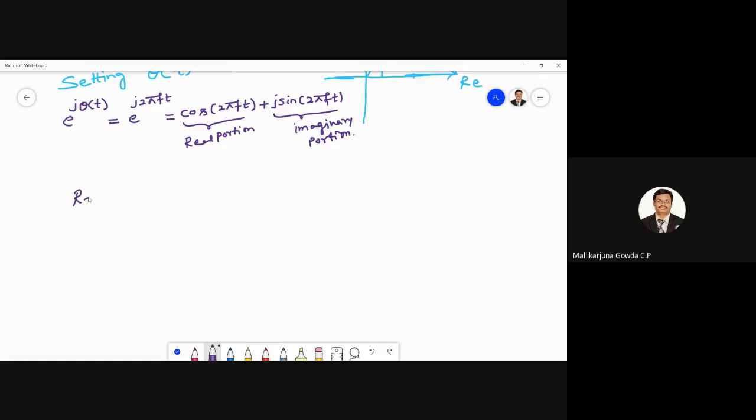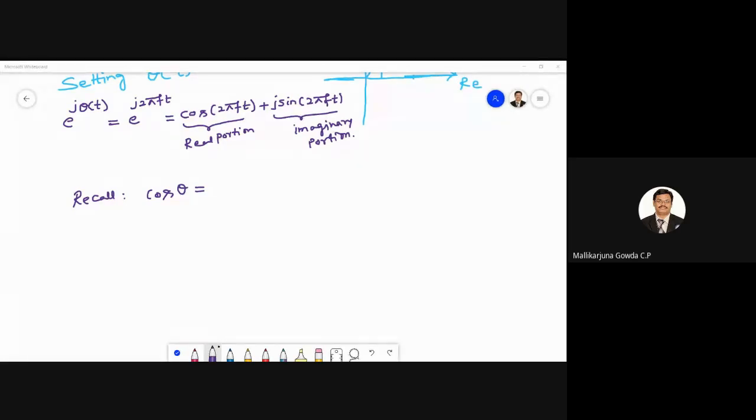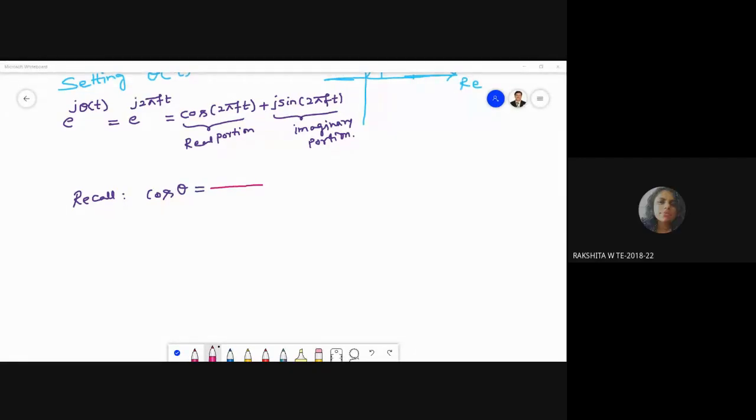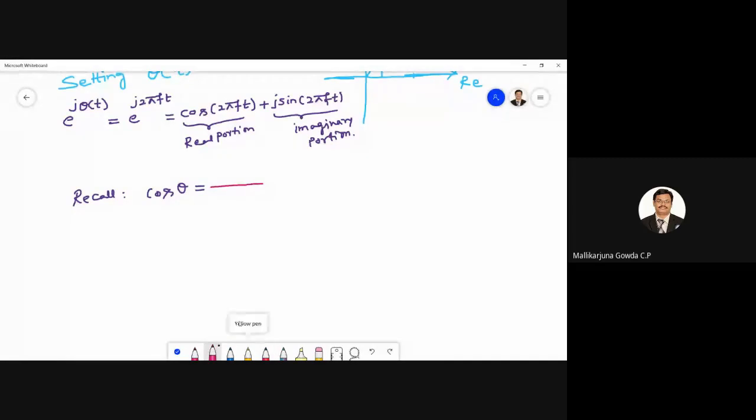Let me rewrite the same thing by recalling. So, what I can say, cos theta. Cos theta can be written in terms of exponential as what? Rakshita, can you say cos theta can be written in terms of exponential form? Cos theta can be written as what in terms of exponentials?